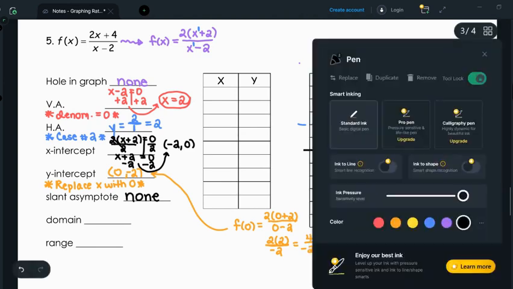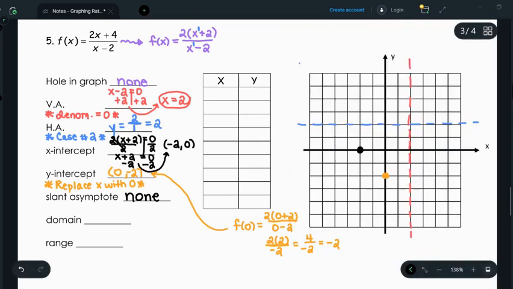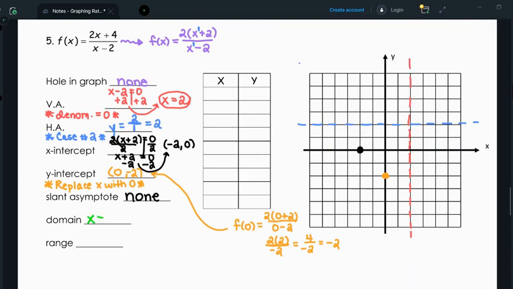For domain and range, remember we always include the x value of our hole in our domain if we had a hole, but we don't. So then I must also always include the vertical asymptote x value of 2. In the range, y can never be equal to the y value of the hole, but no hole in our graph this time. So I just include the horizontal asymptote's y value of 2.